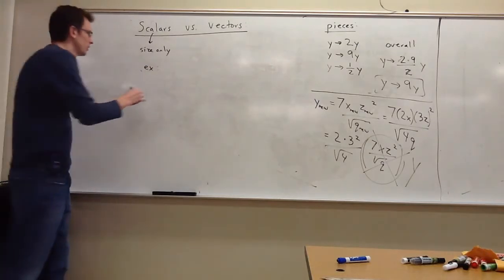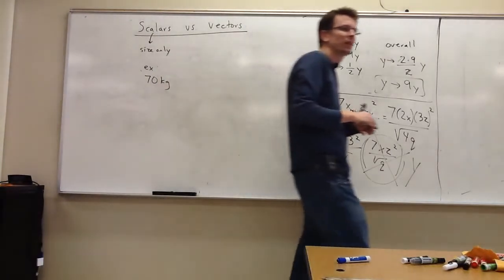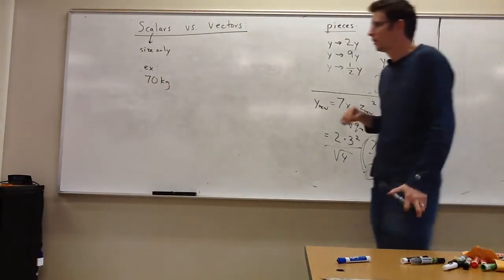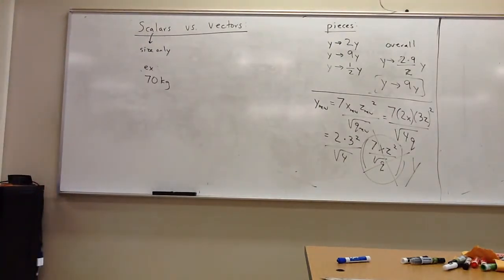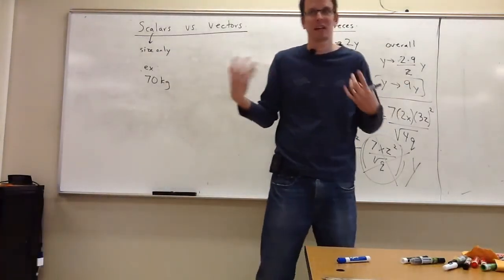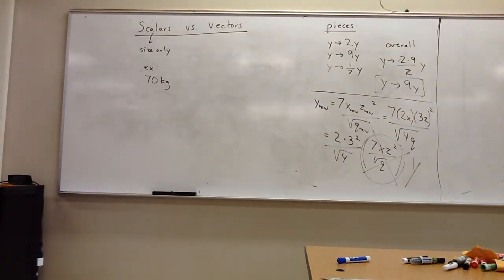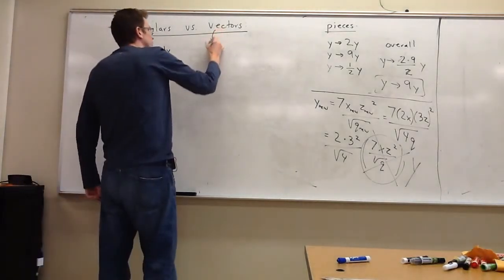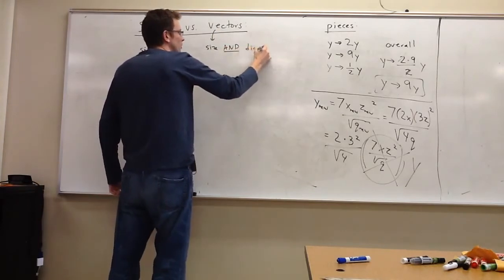Here's an example. 70 kilograms, okay? That's about my, that's a reasonable mass for a person, okay? 70 kilograms. You can say, I'm 70 kilograms. It's just an amount. Of course, it has units, but it's just here's how much, and that's kind of the end of the story. A vector is a quantity which naturally has two pieces of information bundled with it. A vector has a size and it has a direction.